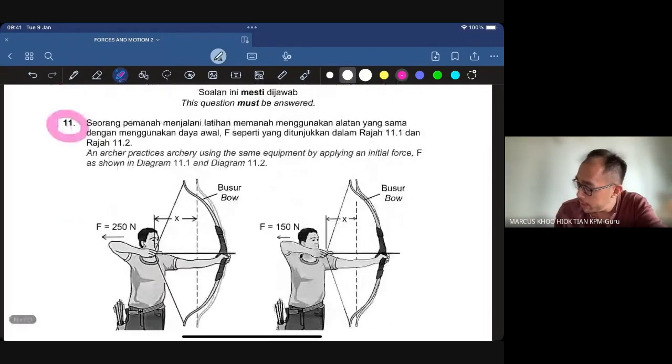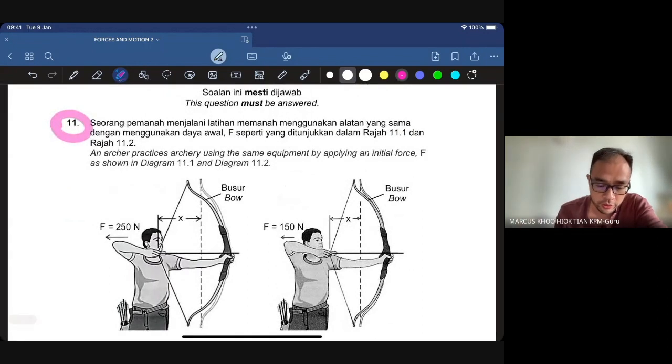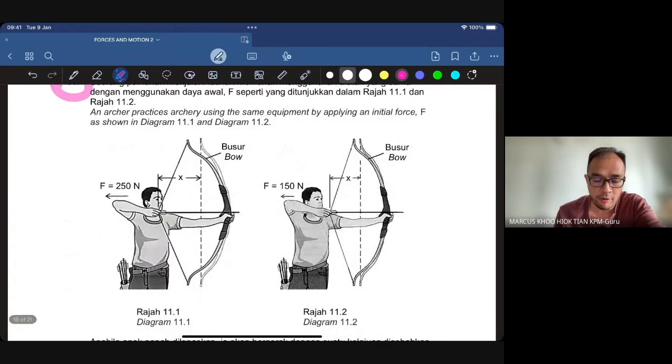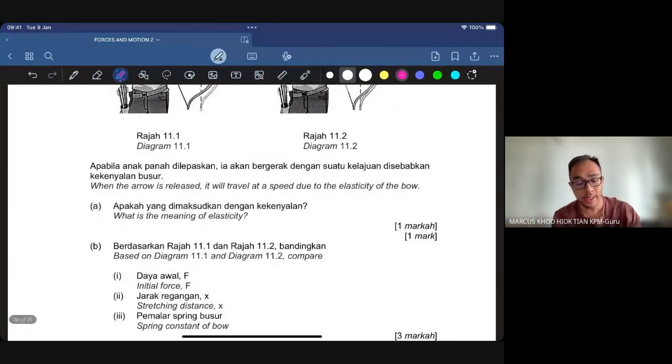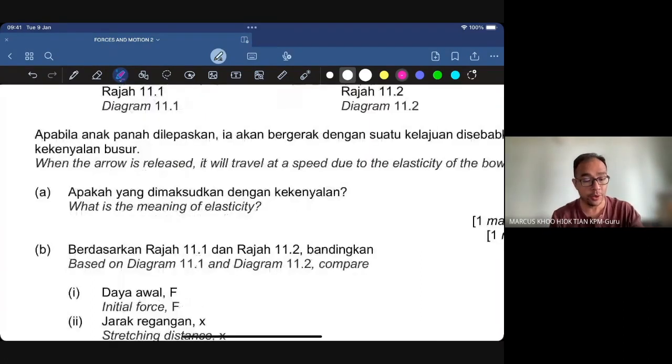I think I've given the pages in the black book for you to refer to. An archer practices archery using the same equipment by applying an initial force F as shown in diagram 11.1, 11.2. When the arrow is released, it will travel at a speed due to the elasticity of the bow. So what is the meaning of elasticity? Just now, at the beginning of the class, I said that one of the definitions you have to remember is Hooke's law, and the other one is elasticity, which we're going to cover over here.